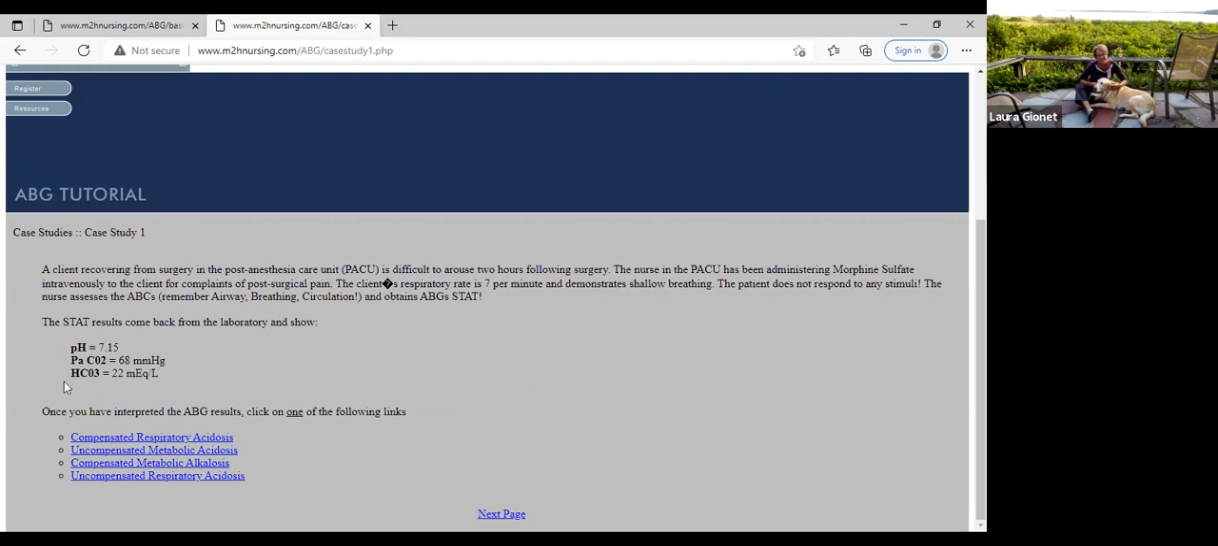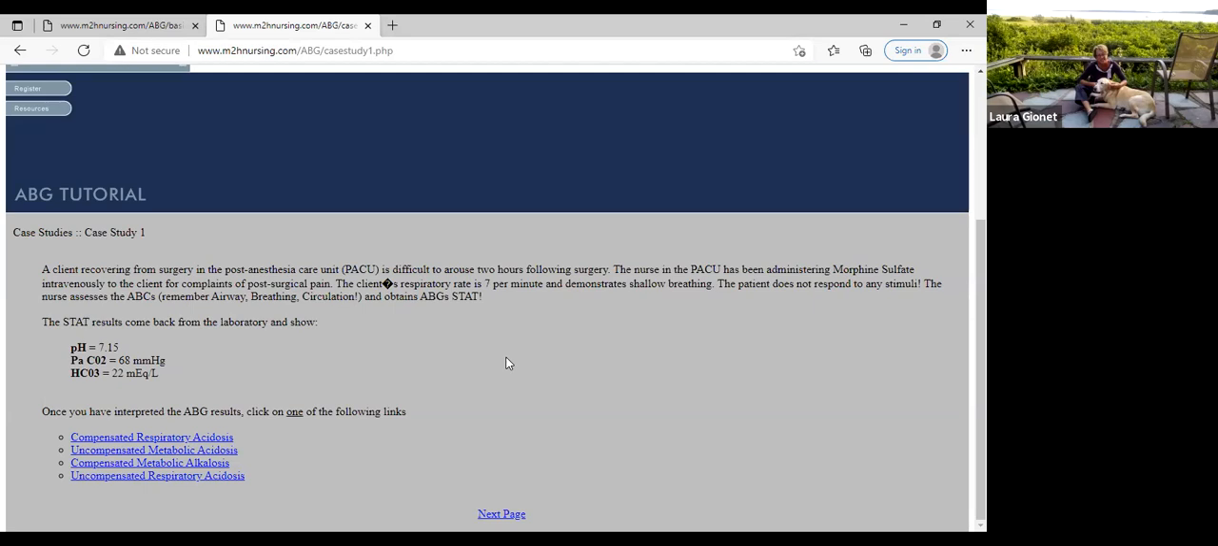It gives you some history, but it also gives you at the bottom your pH, your carbon dioxide, and your bicarbonate levels. The PaCO2, just think of it as the carbon dioxide concentration, the partial pressure. It tells you that a client is recovering from surgery, post-anesthesia, and is difficult to arouse 2 hours following surgery. The nurse in the PACU has administered morphine sulfate intravenously for complaints of post-surgical pain. The client's respiratory rate is 7 per minute. This means something: the normal respiratory rate is 12 to 20, and this person is only 7.